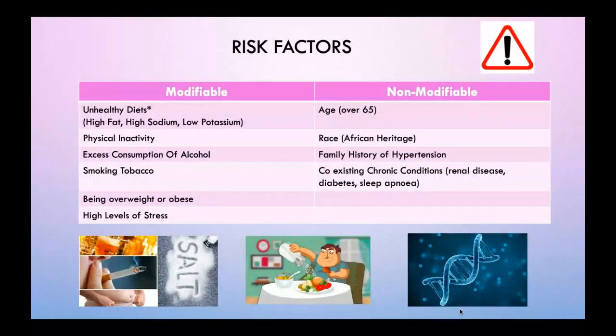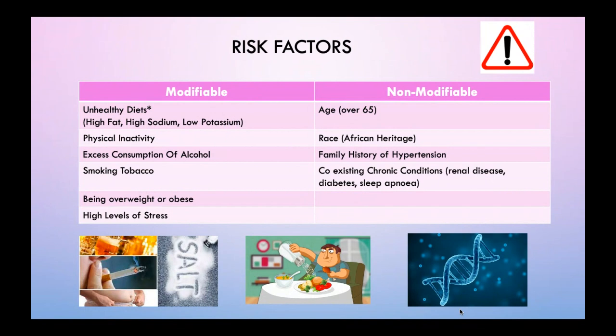So with respect to hypertension, we'll look at modifiable and non-modifiable risk factors. Non-modifiable risk factors are the ones that we really can't do anything about. So there's age over 65, African heritage, family history of hypertension, and coexisting chronic conditions, for example, renal disease, diabetes, and sleep apnea. And then we have modifiable risk factors.